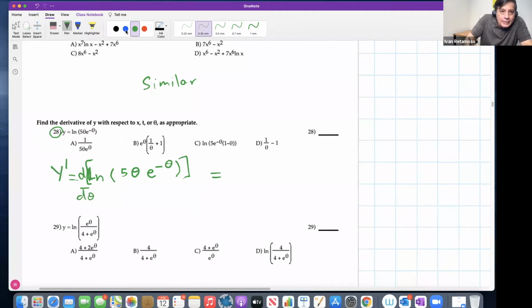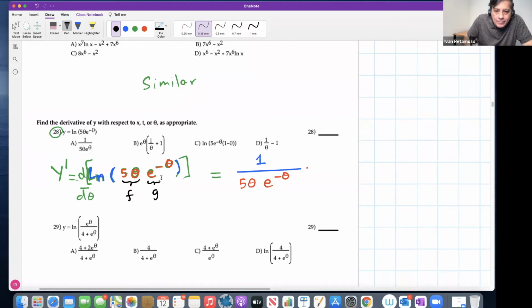Well, notice this natural log is our outside function, right? And this guy is our inside function, or this product. Yeah, the product is the inside function, right? So the derivative of the outside function will be 1 over whatever is inside the log, right? This guy, 5 theta e to the minus theta, times the derivative of the inside function, the derivative of this. But this inside function is the multiplication of two functions, right? f and g. So we're going to use the product rule. f prime g plus g prime f.